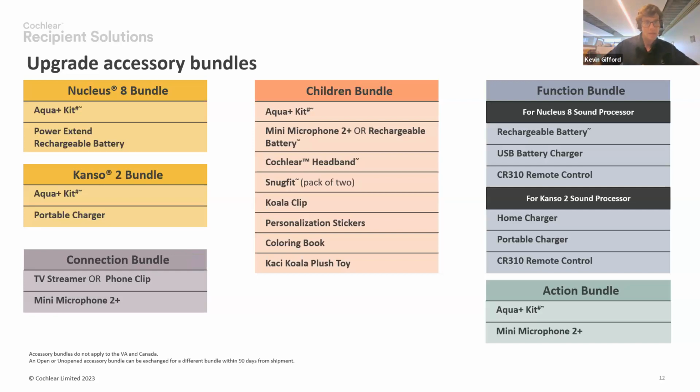And then the Aqua Kit, that's so you can go swimming. With the Kanso 2, you don't have to worry about rechargeable batteries anymore. You just put it on a home charger, and that Kanso 2 home charger also acts as a dehumidifier. So it's going to pull out that moisture and dry it out for you. If you want a portable charger with that home charger, you could select the Kanso 2 bundle.